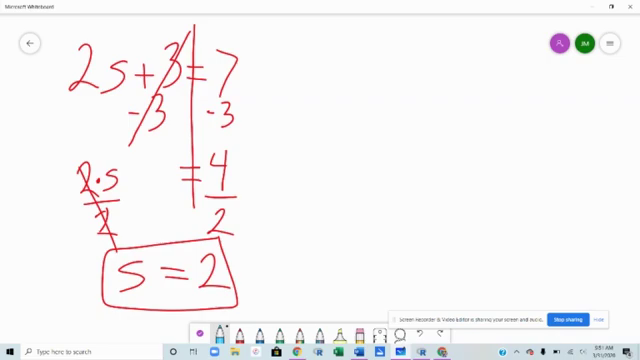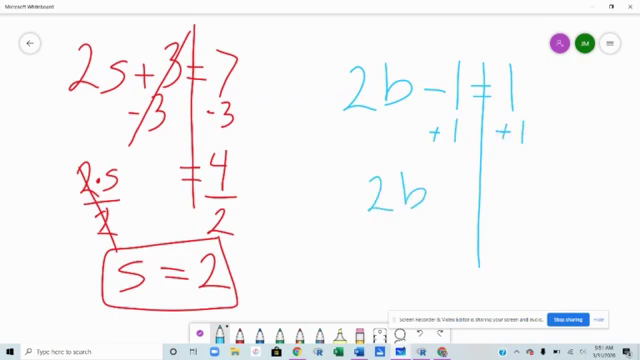All right, our next example, 2b minus 1 equals 1. So we want to look at the side with our variable. If I draw my line, here is my side with my variable on the left. I've got 2b minus 1. You always get rid of your constant first, which in our case is this minus 1. You get rid of subtracting with adding. So I didn't do anything to 2b. Minus 1 and plus 1 are gone. Equals 1 plus 1 is 2.